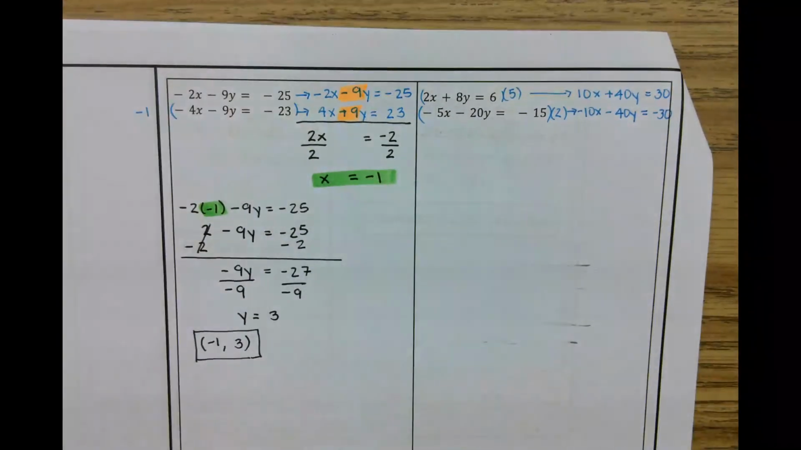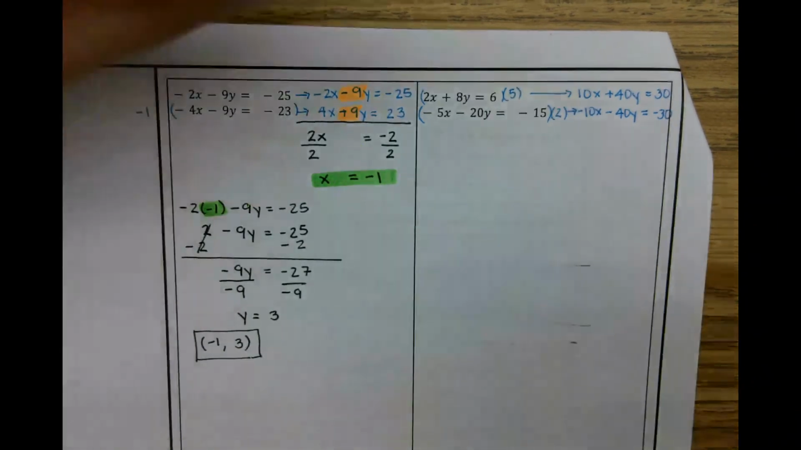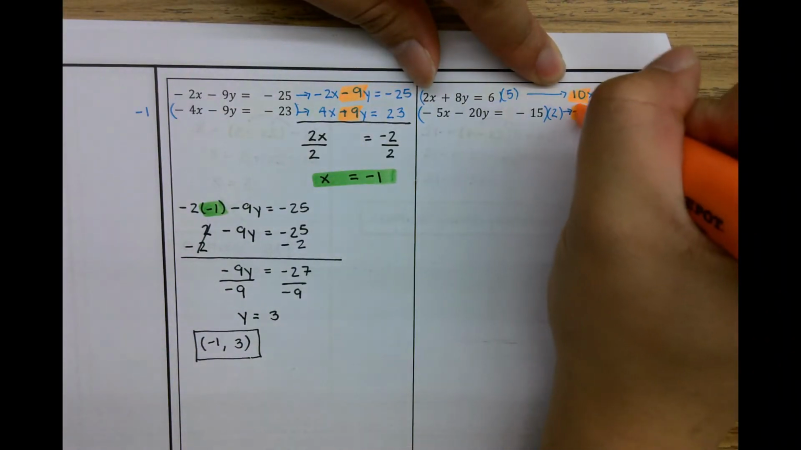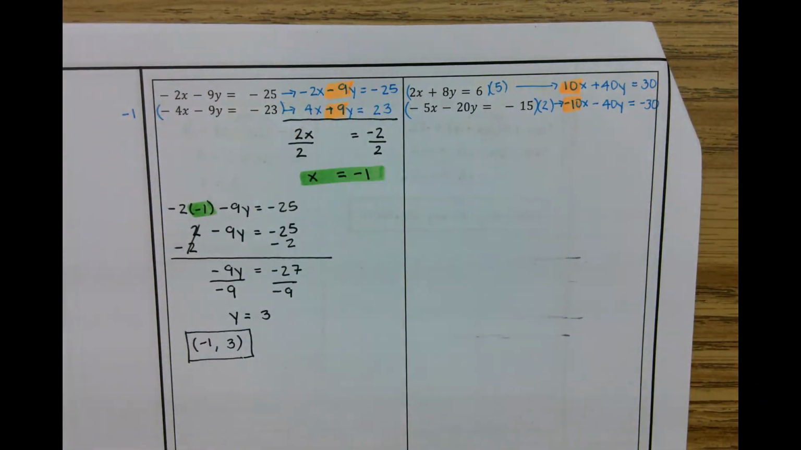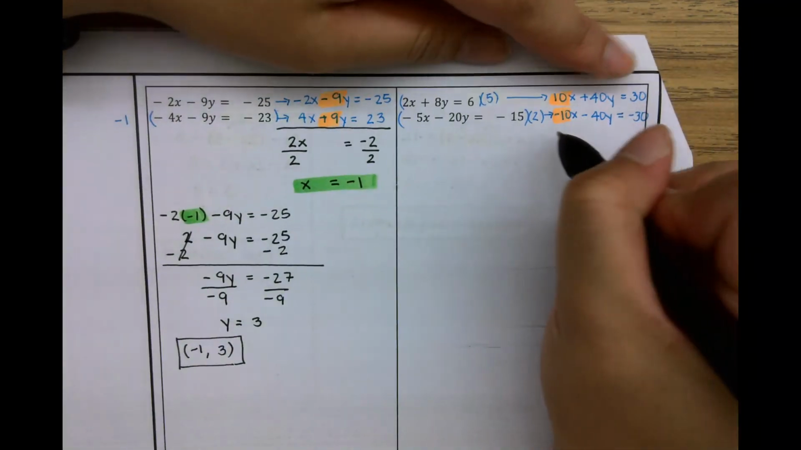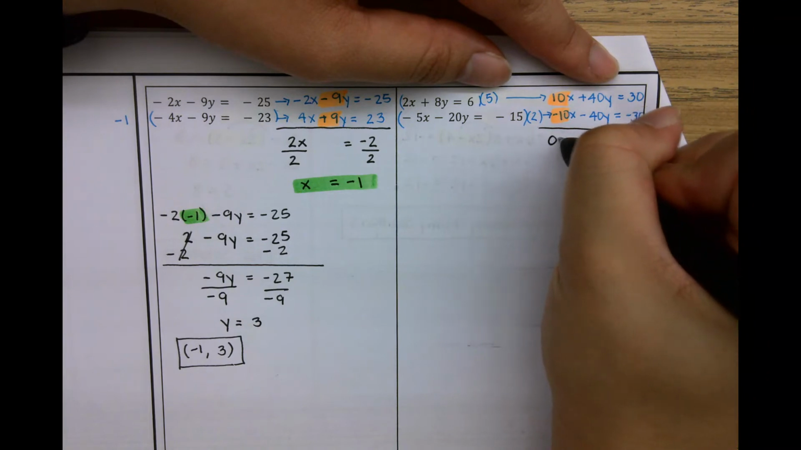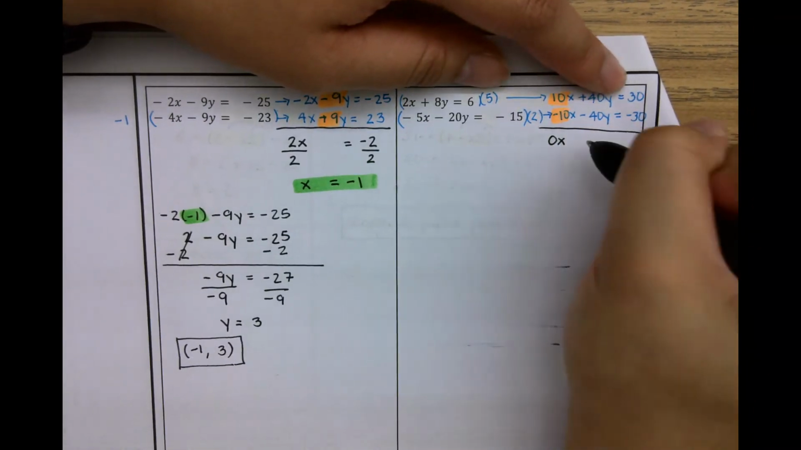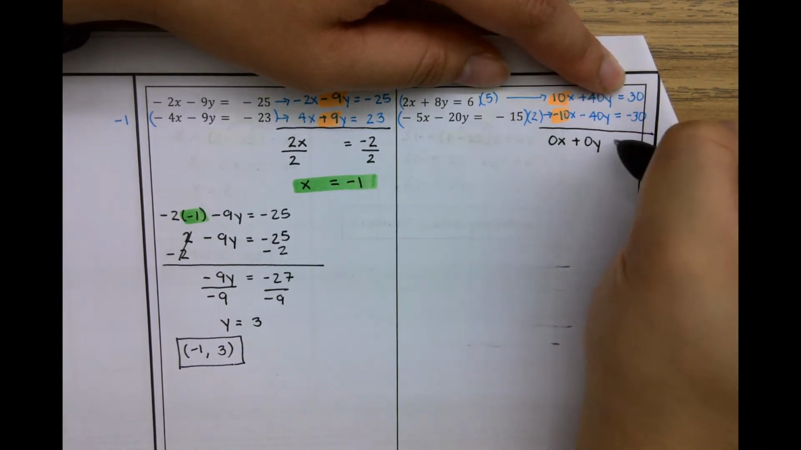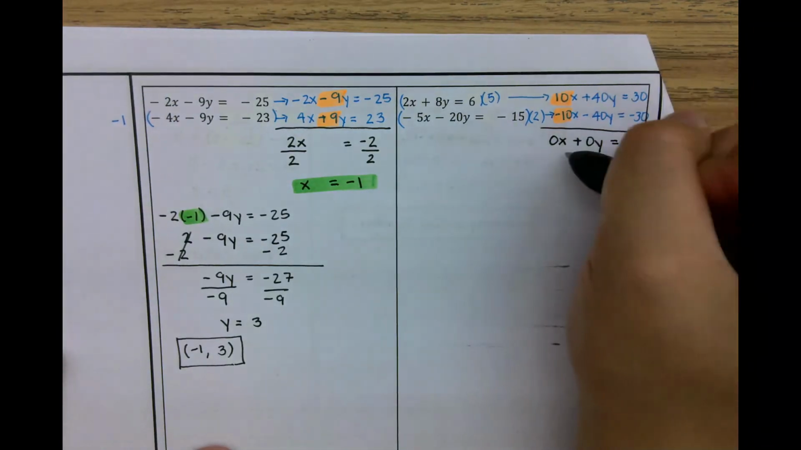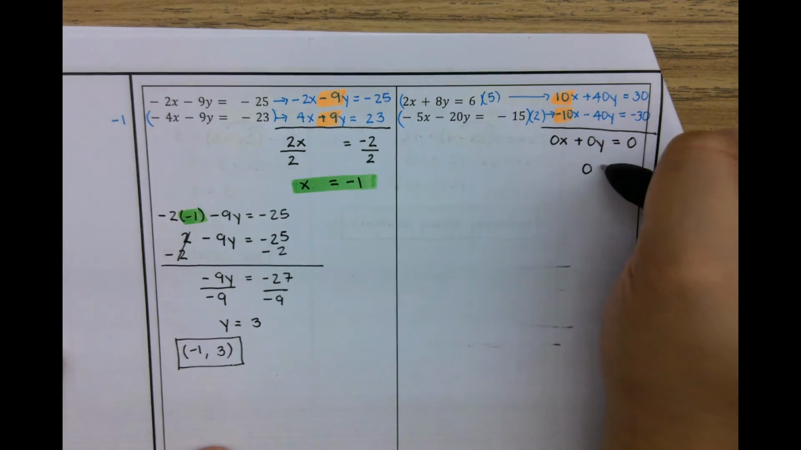Now that I have same but opposite signed coefficients, right, 10 for the x and negative 10 for the x, same number, 10, opposite sign, one's positive, one's negative. Now I can add them. Okay, so 10x minus 10x is 0x. 40y minus 40y is 0 y's now. 30 minus 30 is 0. So if I have 0 x's and 0 y's, that means I have nothing.